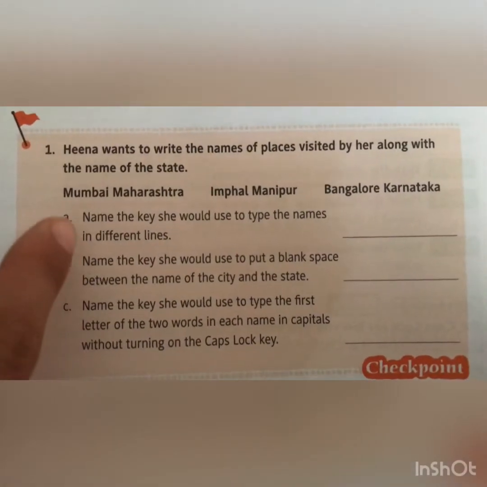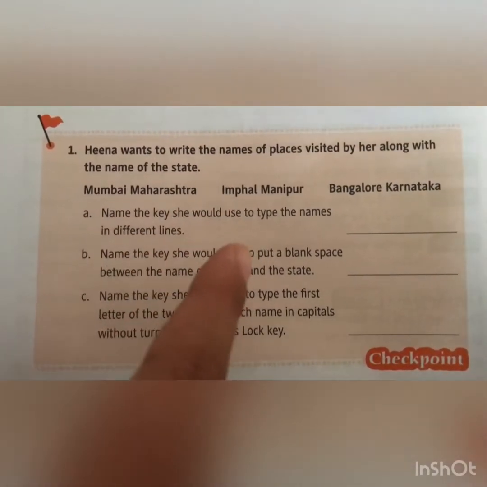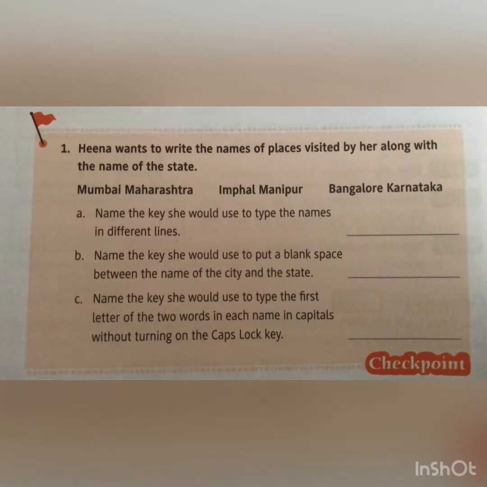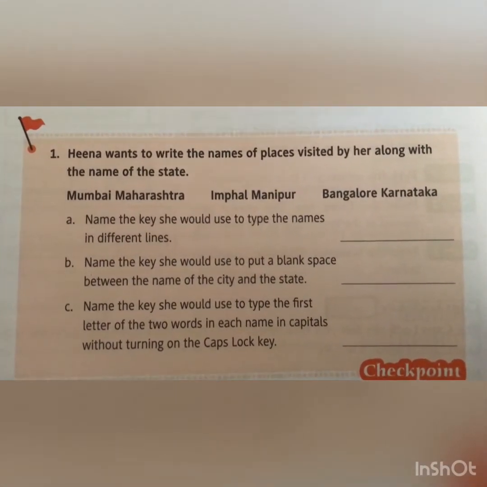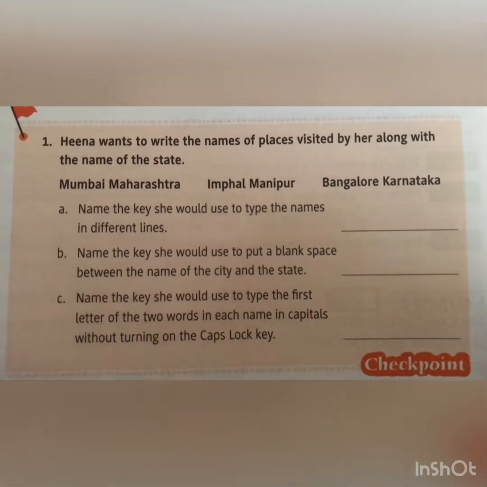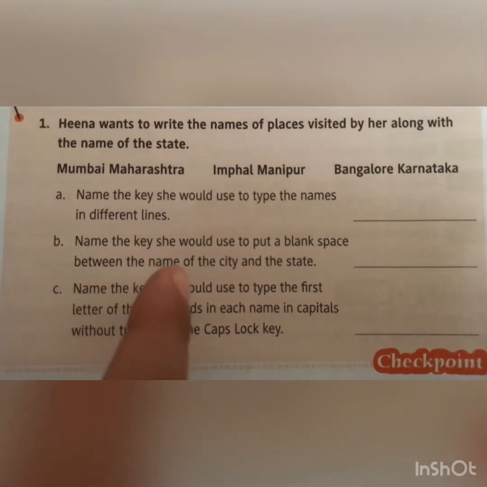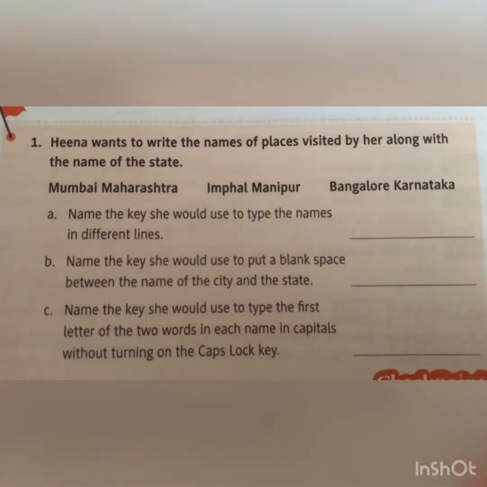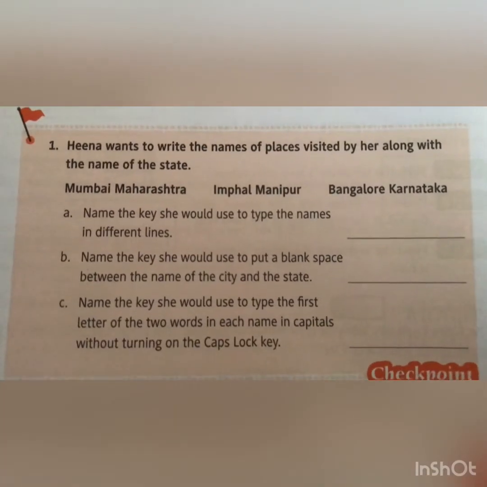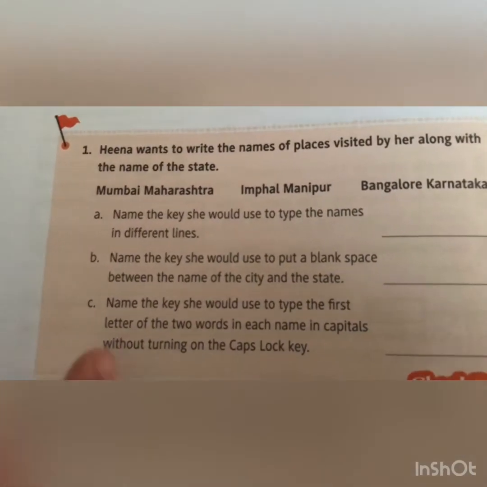Now first question is, name the key she would use to type the names in different line. So which key she used to write the names in different line? Name the key she would use to put a blank space between the name of the city and the state. If she wants to give a space between two words, which key will she use?